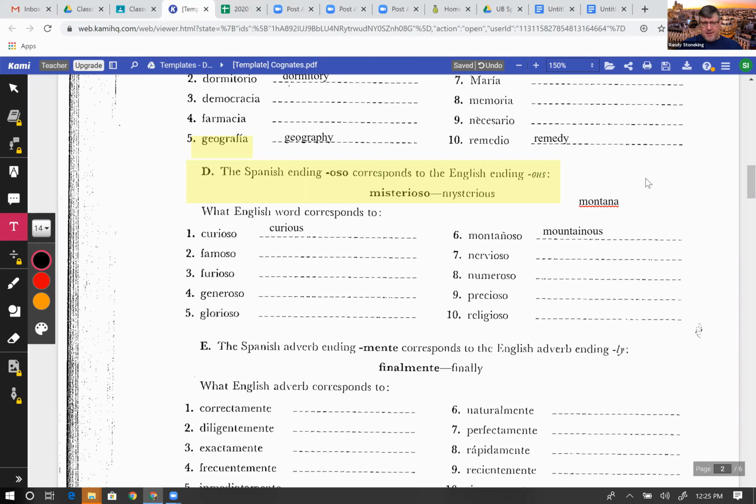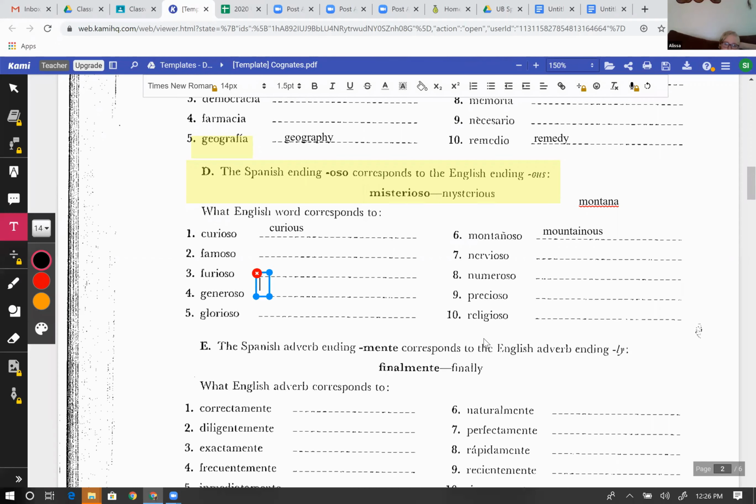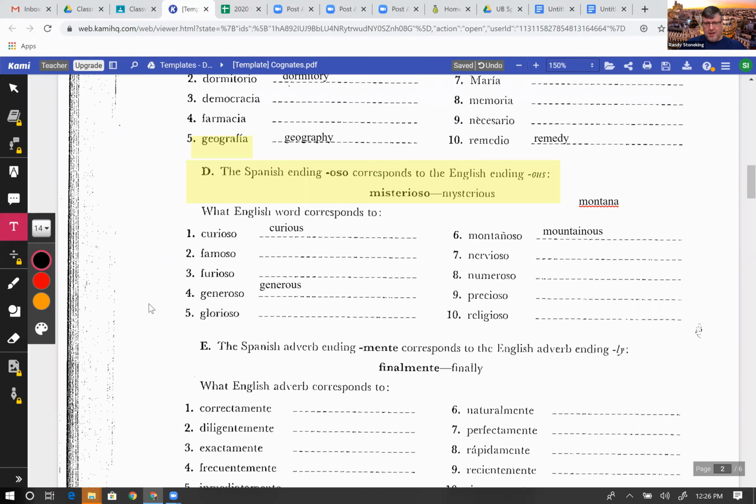Okay, let's do another one here from this pattern. Let's do number 4. What do you guys think number 4 would be? Generoso. Generous. Very good. So generoso becomes OUS, generoso, generous. Very good. That's our patterning. So the OSO becomes an OUS.